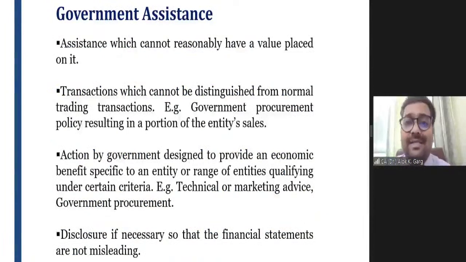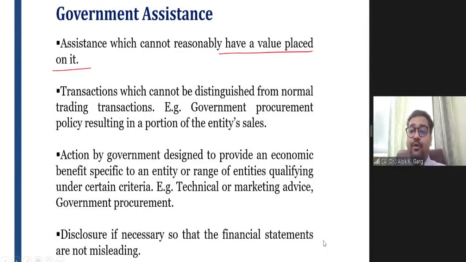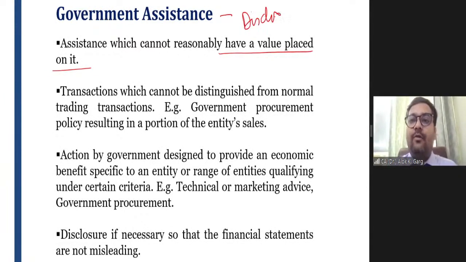Yeah, government assistance we have discussed. Assistance means the government is providing some support, and the assistance cannot reasonably have a value placed on it. I have told you, if there is a value, if it is measured in monetary terms, it is a government grant. If it is not measured in monetary terms, it is government assistance whose disclosure is required. So its accounting is not required, its disclosure is required only.